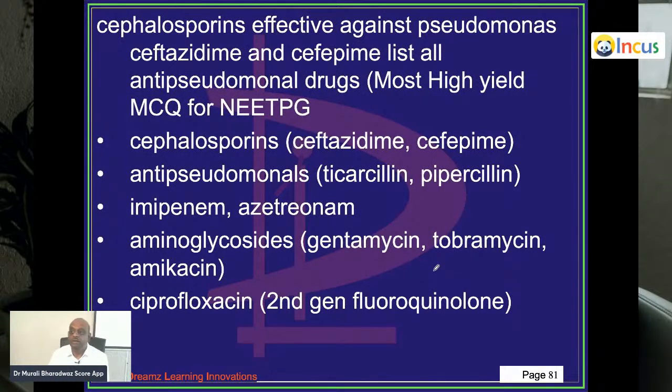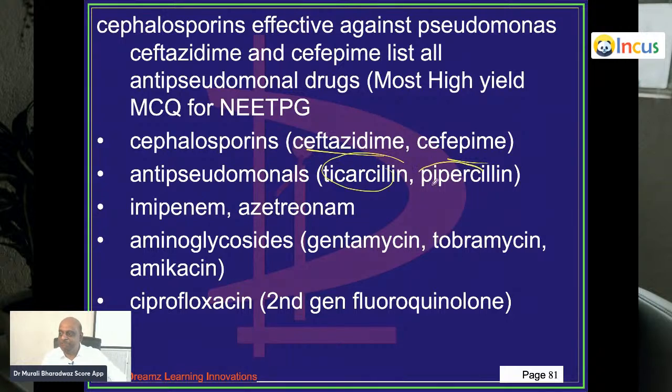So, remember, among cephalosporin, ceftazidime, cefepime. Yesterday he answered, Sai Krishna Reddy, cefepime. We are missing Sai Krishna Reddy. His promise is he will come today. He did not come. I am angry.